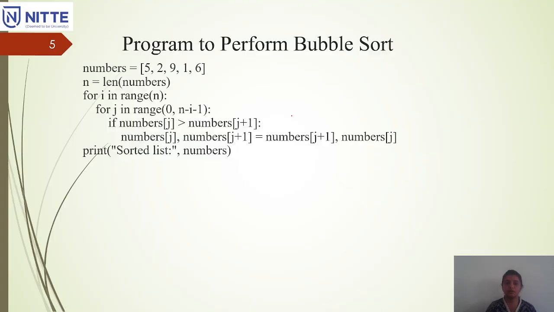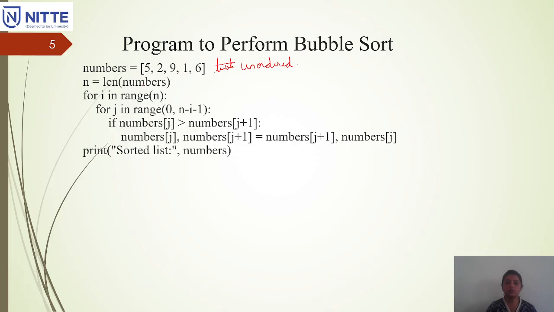Sorting of numbers. The bubble sort program is always done to sort the numbers. You can see the numbers are given in list format. Here the numbers are 5, 2, 9, 1, 6. So it is in unordered format, and from the unordered format, it is going to get sorted now.